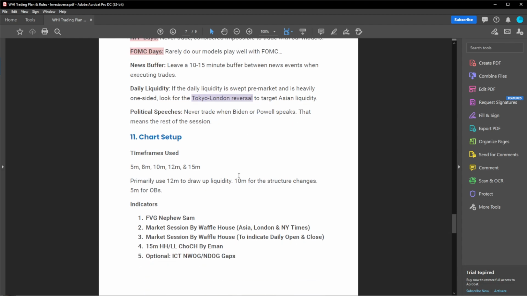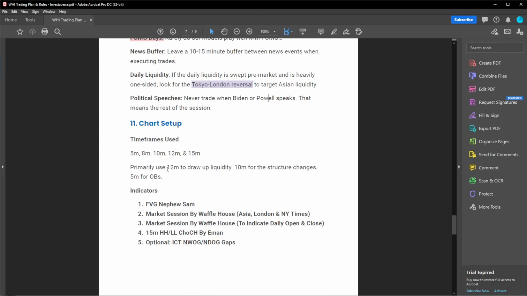In terms of chart setup, I primarily use the 12-minute to draw up my liquidity, the 10-minute to identify my swing highs and lows for structure changes, and then the 5-minute time frame for order blocks. But some of the other time frames I use is the 8-minute. 8 minutes is really nice to confirm the strength of 5-minute order blocks, I've noticed. And the 15-minute as well is good to validate if the 8-minute order blocks are good.